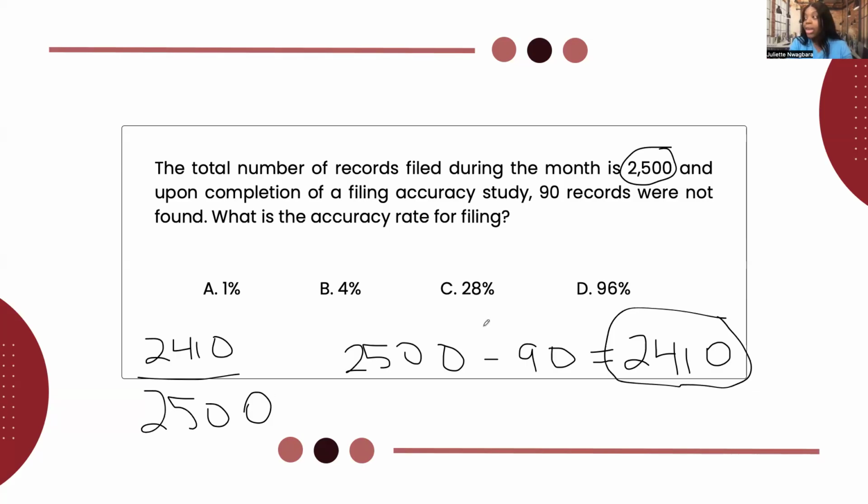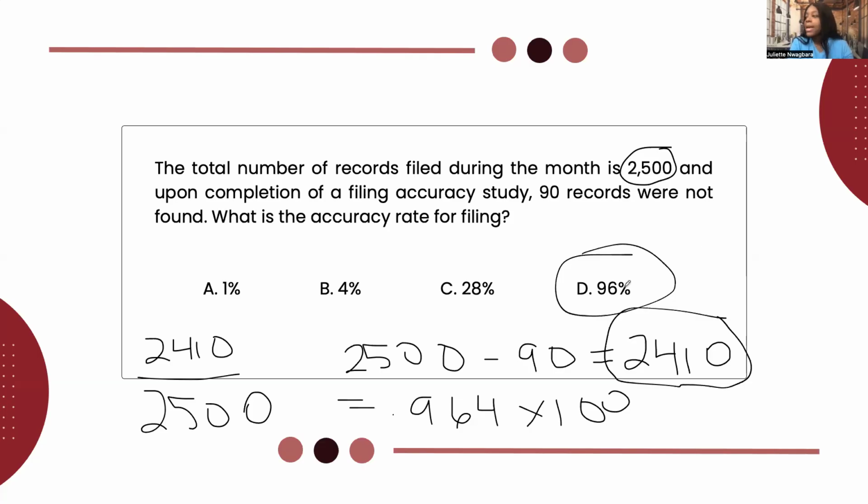I end up getting 0.964, but these are in what percentages? So even though I got a decimal, I need to multiply this by what? 100. And when I multiply that by 100, you will end up getting the answer D. So your answer should be D, D as in dog. That's what you should have got. Right? So that is our next one.